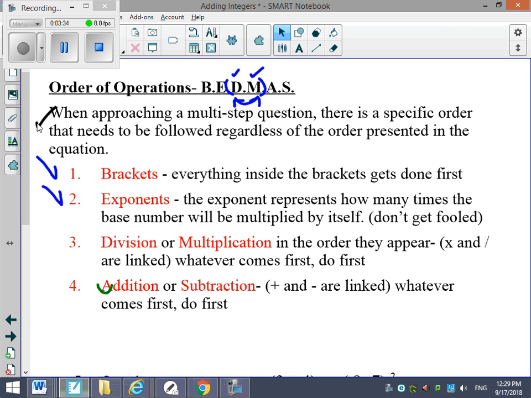Similarly, when you get to addition and subtraction, whichever one of those two comes first, you do first, and you can interchange them. But you cannot interchange, say, a subtraction with a multiplication. Those ones are not linked together. The only ones linked together are division and multiplication, and addition and subtraction. So if either of those two are in the question, you do whichever comes first.